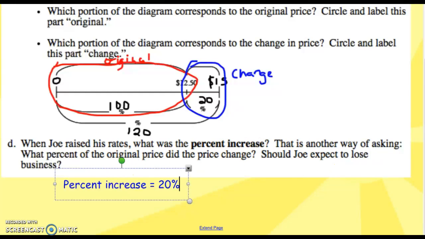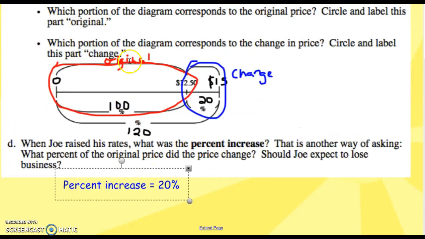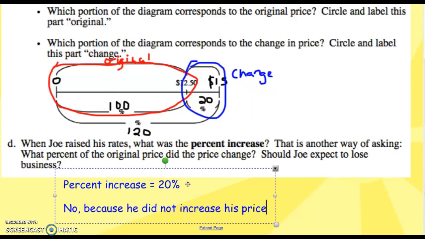It says, should Joe expect to lose his business? And if you remember going back to his letter, it said that at 33% is when you might lose business. Should Joe expect to lose his business? And the answer for that would be no, because he did not increase his prices more than 33%. So he should not expect to lose his business because he only raised them 20%. Pause the video if you need to finish writing your answers down.